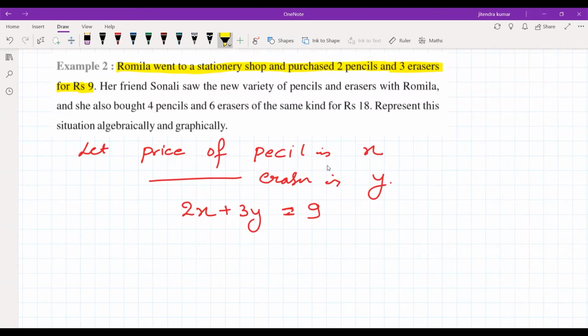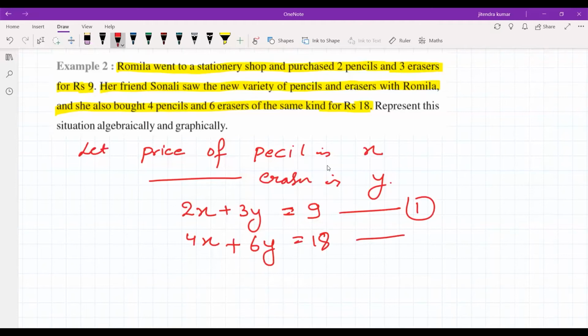Then it says her friend Sonali saw the new variety of pencils and erasers with Romila, and she also bought 4 pencils and 6 erasers of the same kind for Rs 18. So now we have the second equation: the price of 4 pencils is 4x, and the price of 6 erasers is 6y, and this is equal to 18. So we have two linear equations here.